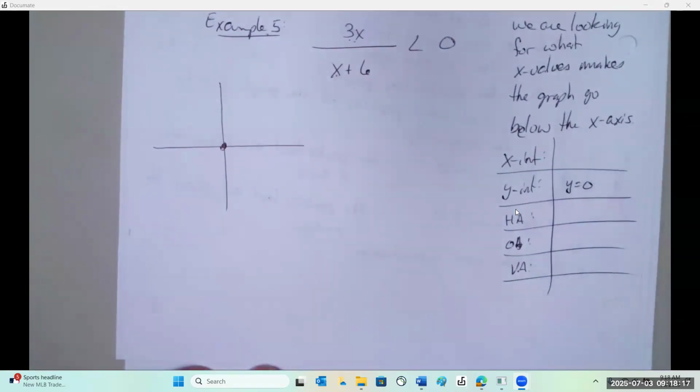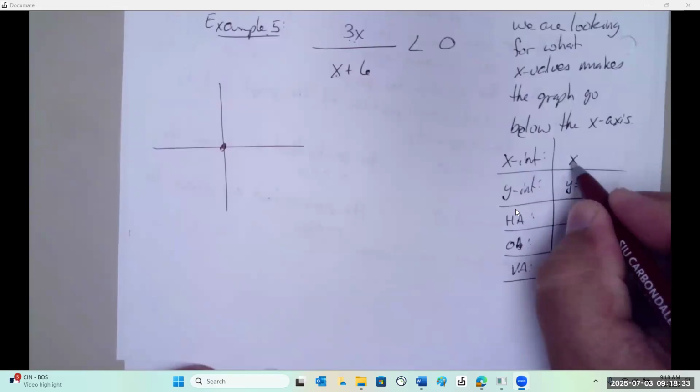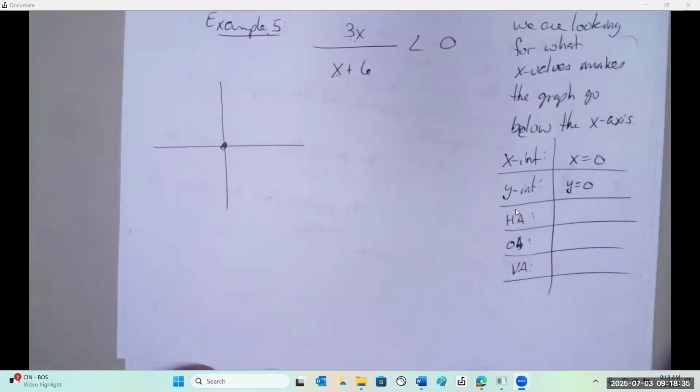What else can you tell me about this? What's my x-intercept? How do you find the x-intercept? So the top equals 0. If 3x equals 0, what is x? Again, before you spit out an answer, work it out. So far, 90% of your spit out answers have been wrong.